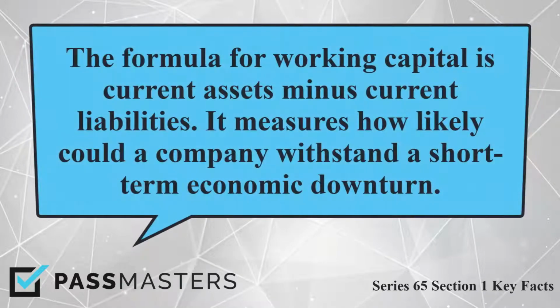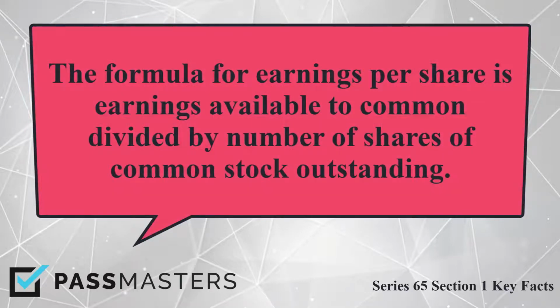The formula for working capital is current assets minus current liabilities. It measures how likely a company could withstand a short-term economic downturn. The formula for earnings per share is earnings available to common divided by number of shares of common stock outstanding.